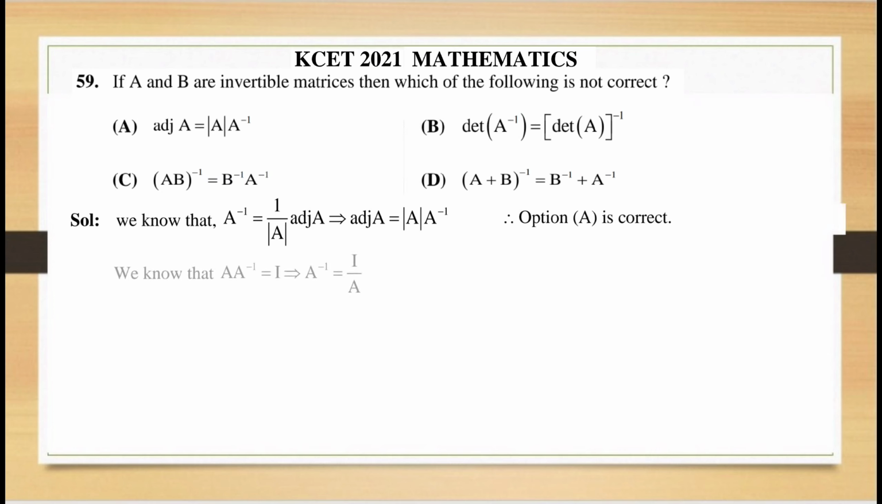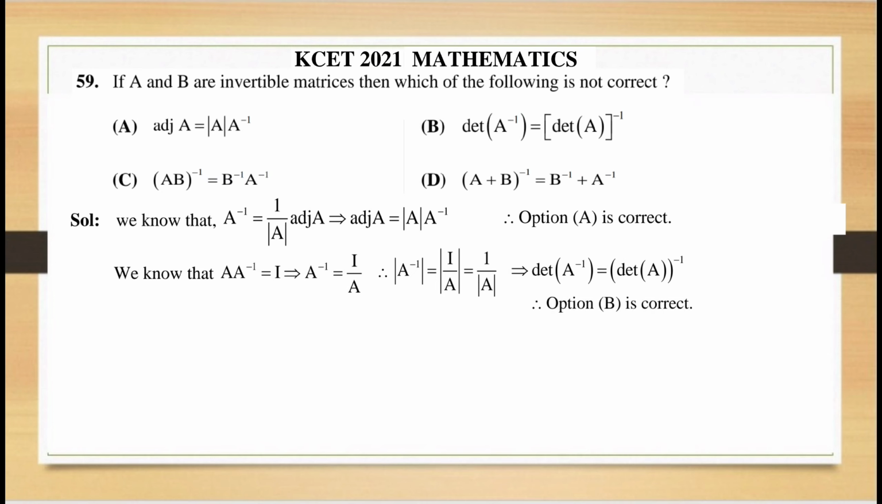Now we also know that A into A inverse equals identity matrix, that is I, which implies A inverse equals I by A. Therefore determinant of A inverse equals determinant of I by determinant of A, which equals, determinant of I is 1. Therefore determinant of A inverse equals 1 by determinant A, which implies determinant of A inverse equals determinant of A whole power minus 1. So option B is also correct.